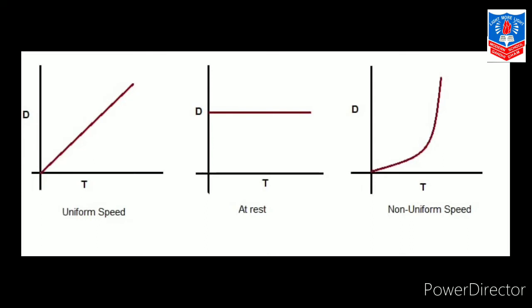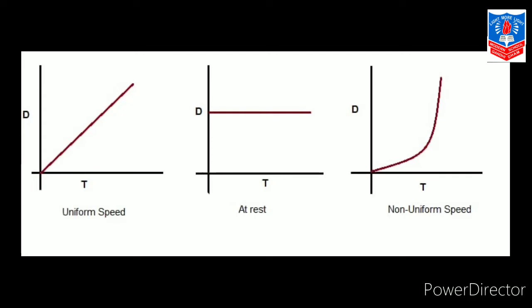Okay students, now we are going to study distance time graphs. You can see on the screen there are three graphs. Okay, the first type of distance time graph. What do you mean by distance time graph? See on students, on the x-axis you have taken time and on y-axis we have taken distance.